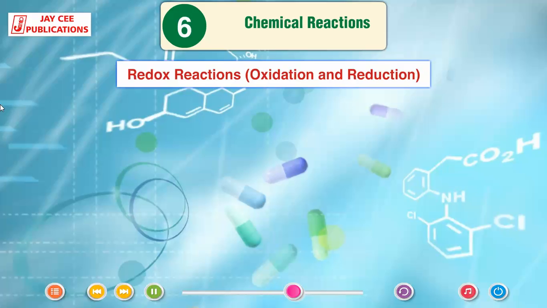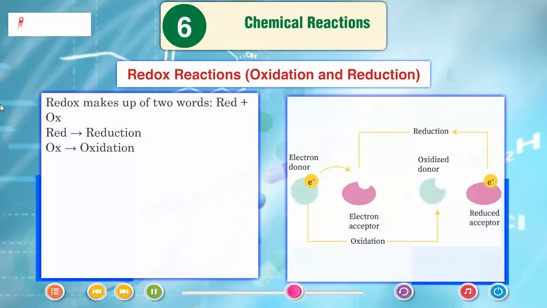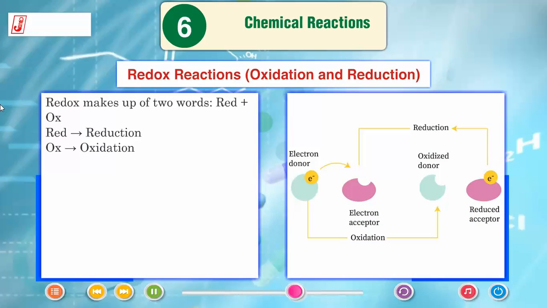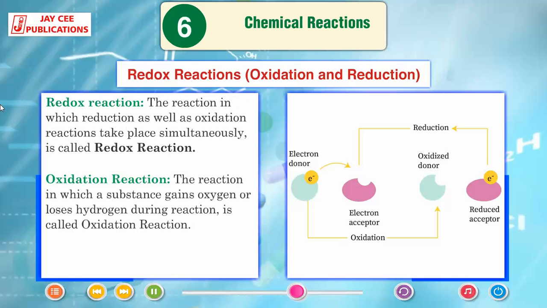Redox reactions, or oxidation and reduction. Redox is made up of two words, red plus ox. Red is reduction, ox is oxidation. The reaction in which reduction as well as oxidation reactions take place simultaneously is called a redox reaction.